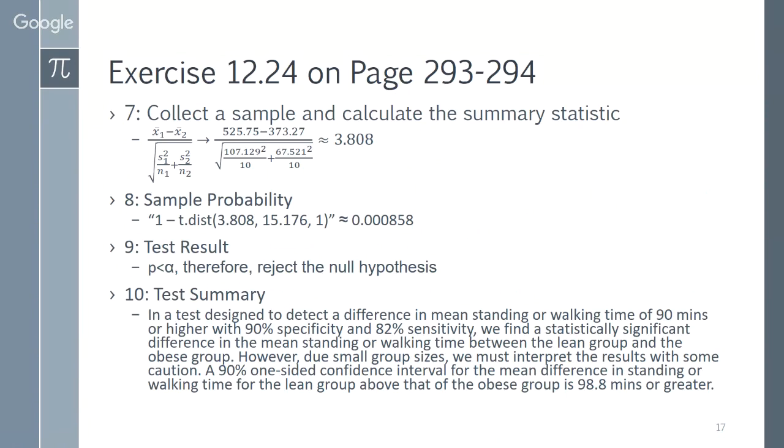So in a test designed to detect a difference in mean standing or walking time of 90 minutes or higher with 90% specificity and 82% sensitivity, we find a statistically significant difference in the mean standing or walking time between the lean group and the obese group. However, due to small group sizes, we must interpret the results with some caution, but a 90% one-sided confidence interval for the mean difference in standing or walking time for the lean group above that of the obese group is 98.8 minutes or greater. So it appears with 90% confidence, it's 90% likely that lean people stand or walk at least 98.8 minutes more than the obese people.